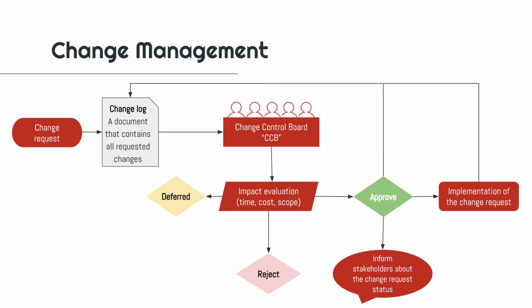The second decision is rejecting or denying a change request. In this case, you are not going to implement it. You only need to communicate this decision to relevant stakeholders and update the change log.